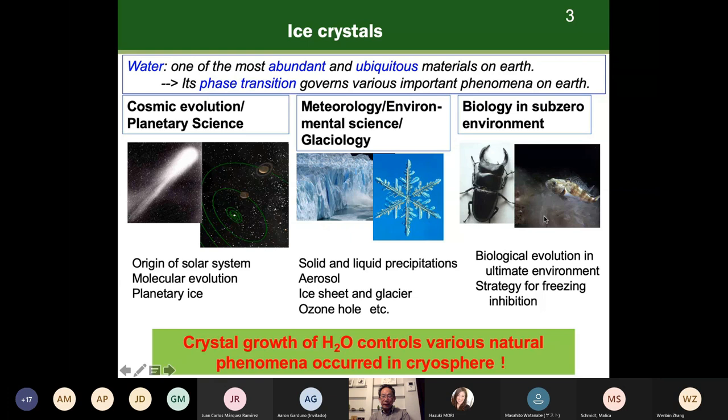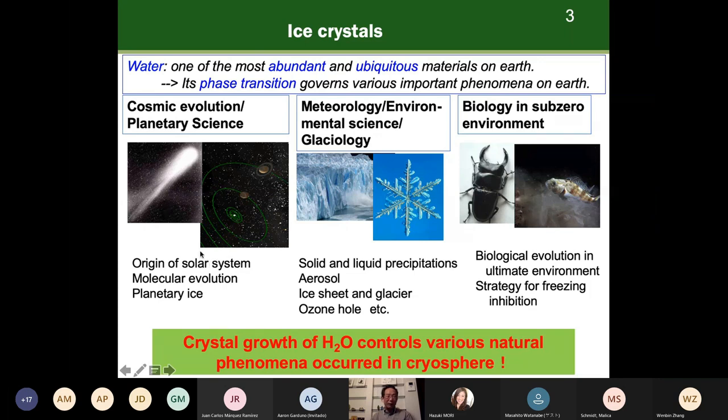And also ice is very important in the field of biology in sub-zero environment conditions, because many animals are living in sub-zero temperature conditions, but they never freeze. It relates to why they can survive in such conditions. So it is another important and interesting subject.